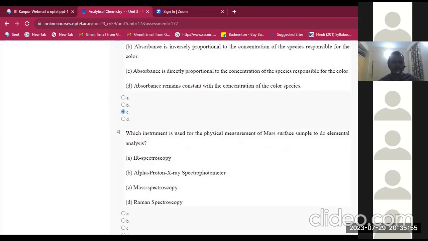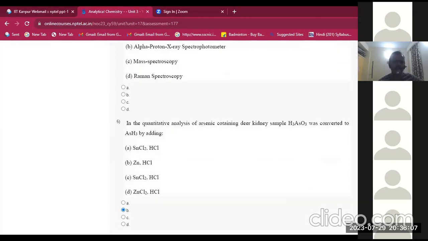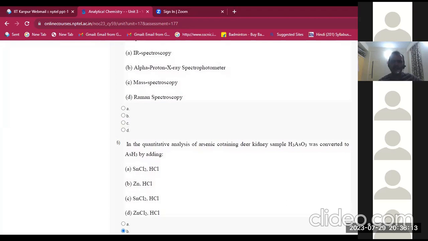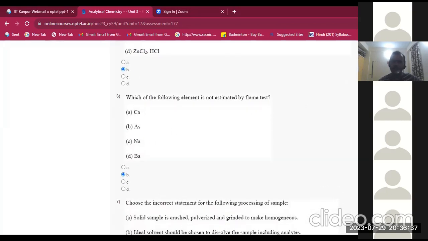Question number four: which instrument is used for the physical measurement of a Mars surface sample to do elemental analysis? This is also explained in this lecture. Then, in the quantitative analysis of arsenic in deer kidney, this is the last species, made by using HCl, which was converted to something. So how do we convert this to arsenic gas? It was also explained just now. Then the question about the flame test, which is already discussed.